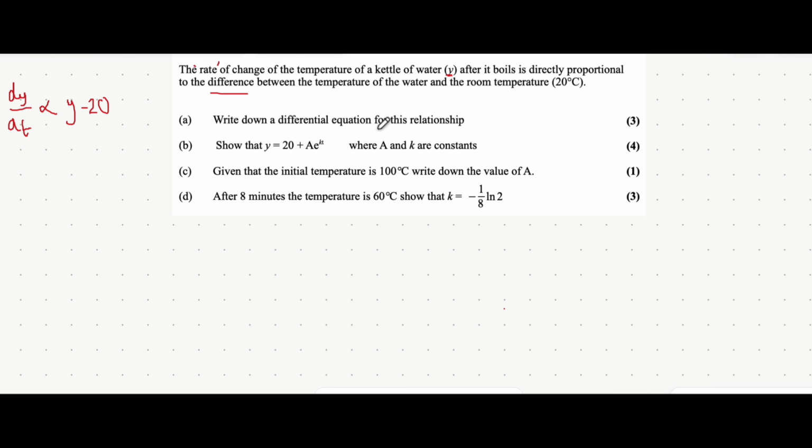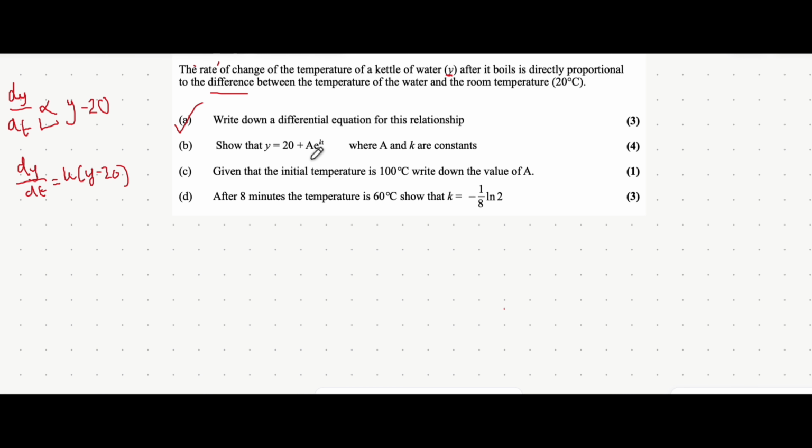It says write down a differential equation for this relationship, and we've almost done that, but what we have here is a directly proportional sign and not an equal sign. If you remember back to GCSE maths, you can replace a directly proportional sign with an equals k or an equals constant, and that same logic can apply here actually. Replacing this with an equals k, we get dy by dt is equal to a constant k multiplied by y minus 20, and that satisfies a differential equation. So that's part A of the question done. Let's now move on to part B.